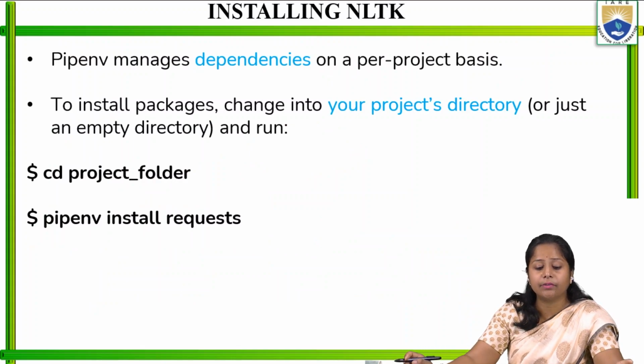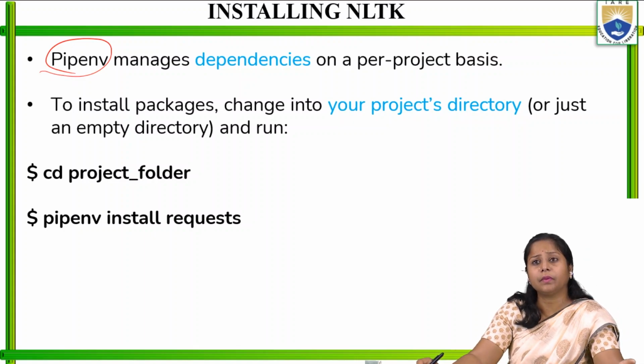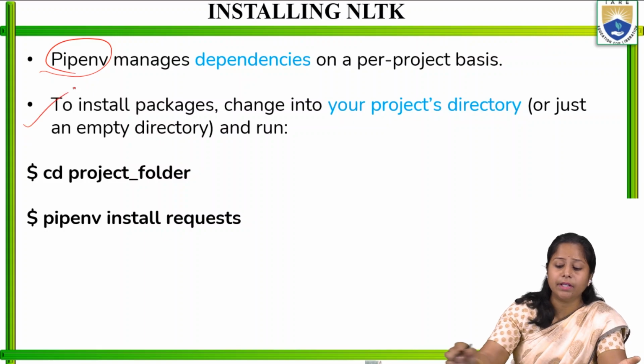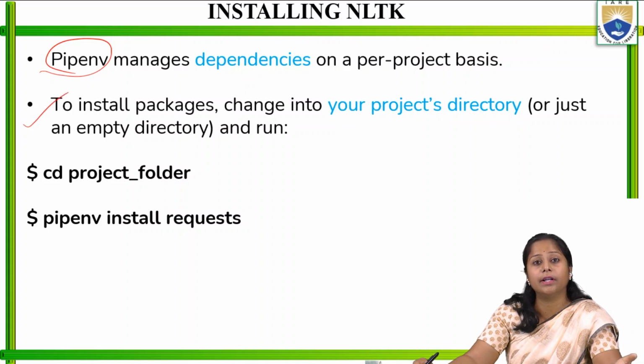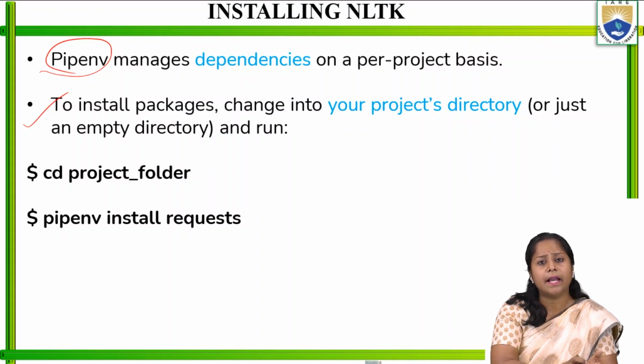Pipenv manages the dependencies on a per project basis. So it will depend on what type of processing we are doing, what type of project or model there is. In that case, we set up pipenv, which manages the dependencies. So we install the packages, and we also need to change to our project directory. According to our directory path, where our directory has been set, we have to give that proper path here as the root directory.